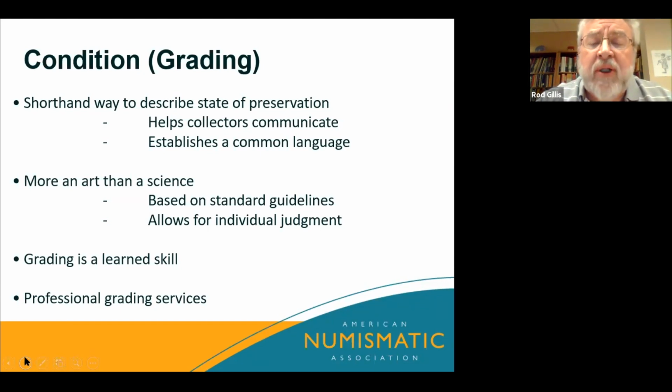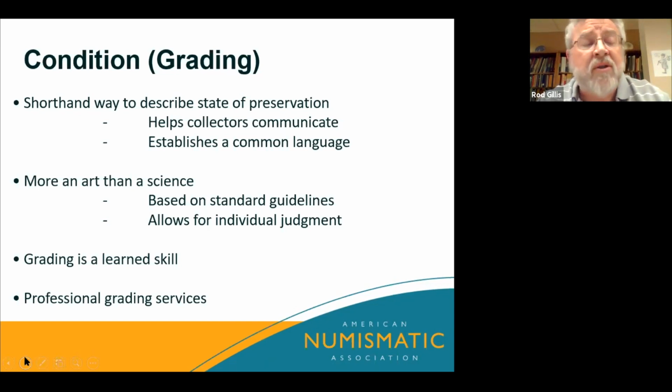Grading is really a shorthand language for how we determine the state of preservation. It helps collectors communicate. It establishes a common language. Grading is more an art than a science. It's very subjective, even though it is based on standard guidelines. Grading is a learned skill, and there are professional grading services out there to help you if you choose not to grade coins on your own.